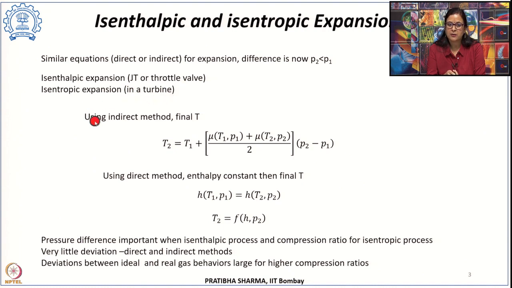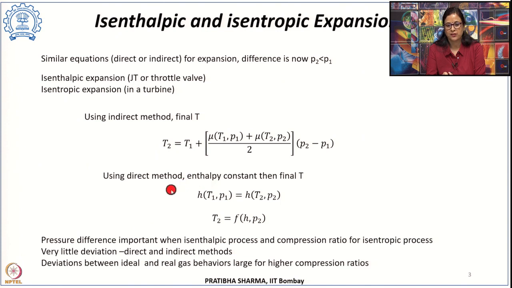Now, if we consider the indirect method, as we have learned in the previous class, during the expansion, the final temperature attained by the gas can be obtained as T1, the initial temperature, plus the average value of the Joule-Thomson coefficient considering the pressure steps, multiplied by the difference of the pressure, P2 minus P1, in the two different states. In the initial state, the temperature was T1 and the pressure was P1. In the final state, the temperature was T2 and the pressure was P2. So, the Joule-Thomson coefficient has been averaged over these two states and multiplied by the pressure difference during the expansion process. We can also use the direct method to calculate the final temperature.